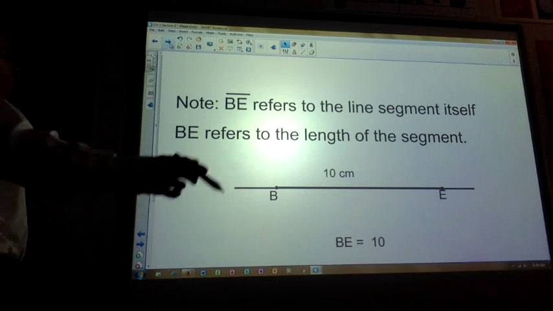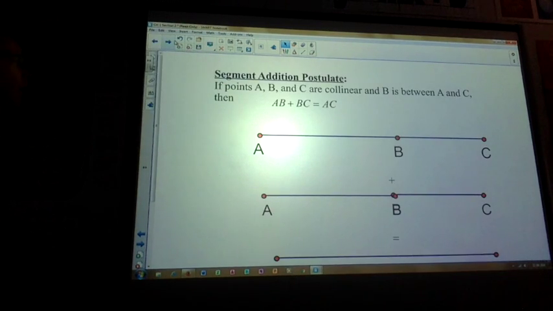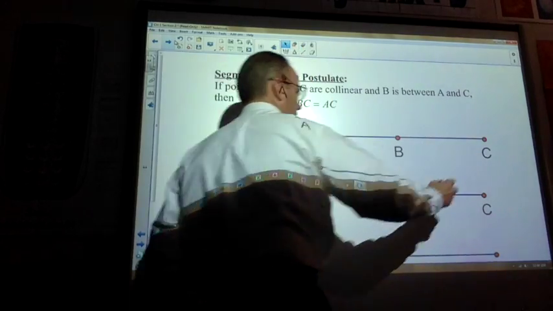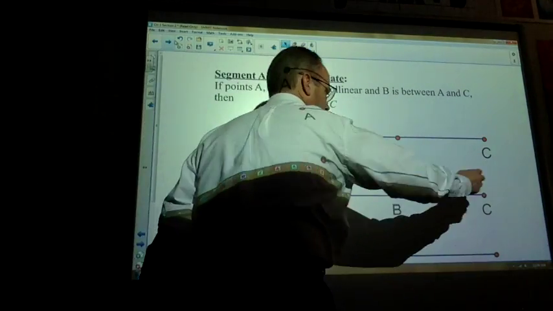Can I move on? All right. Segment addition postulate. It's a postulate. Here's your thing. If points A, B, and C are collinear, so they lie on the same line, and B is between A and C, then segment AB, so from here to here, plus BC, from here to here, will equal the whole distance.